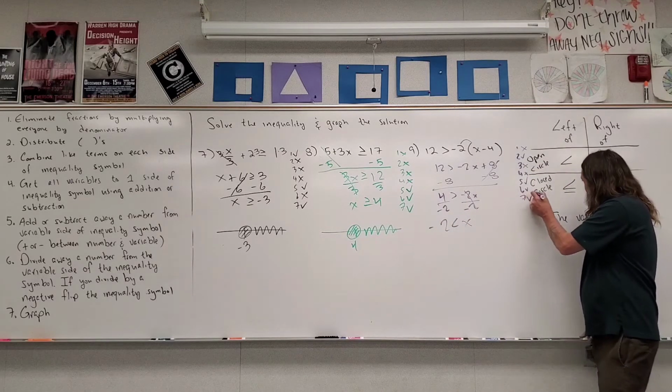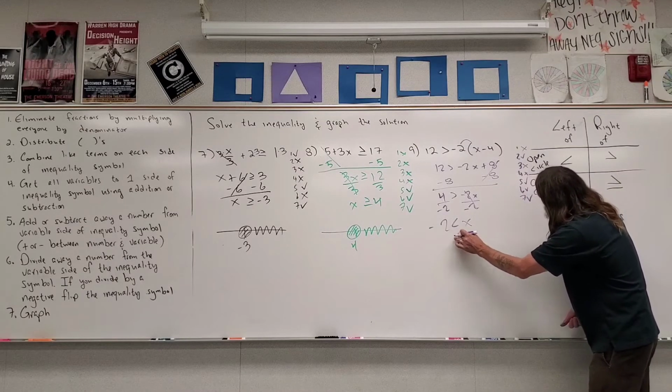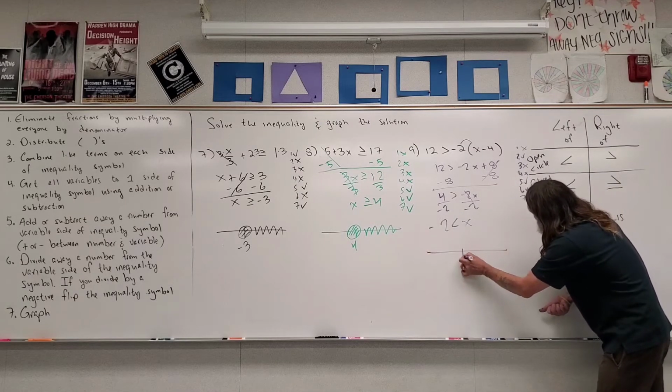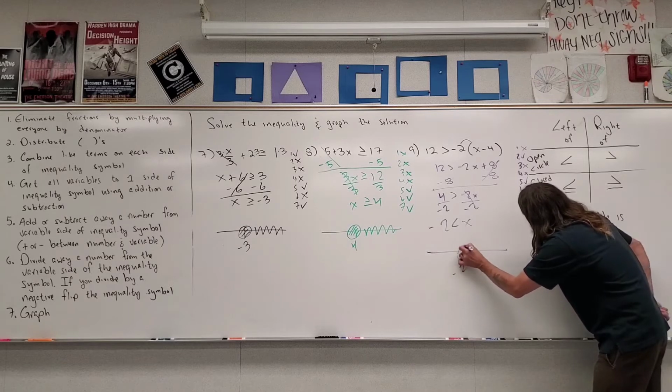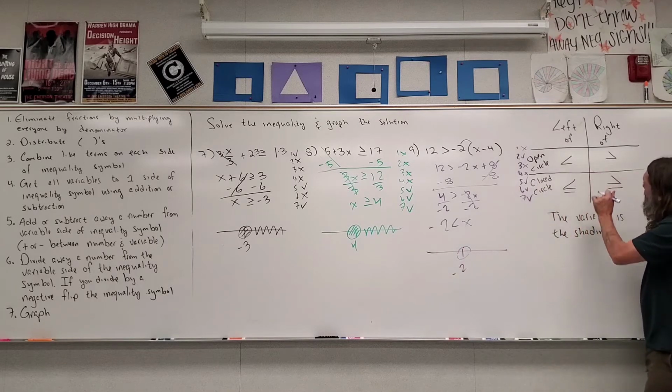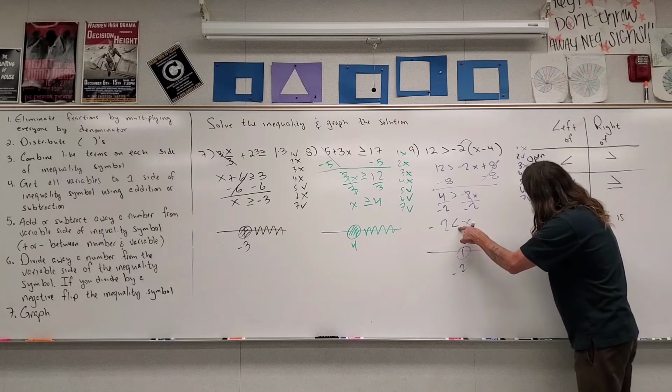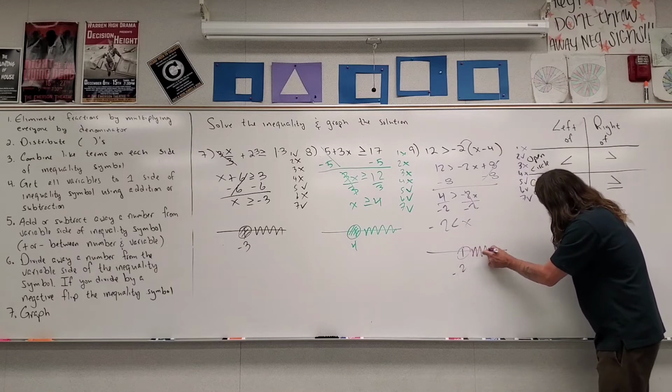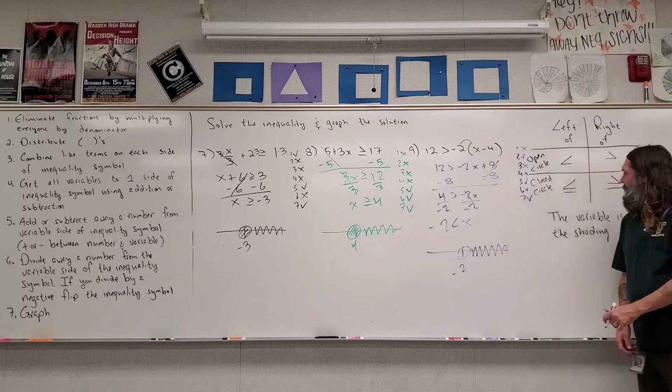I need to graph this now. Negative 2 is left of the shading. So let's put the negative 2 there. Let's put our shading. Well, it's an open circle. Remember that. And since negative 2 is on the left of the shading, that means that the shading is on the right of the negative 2.